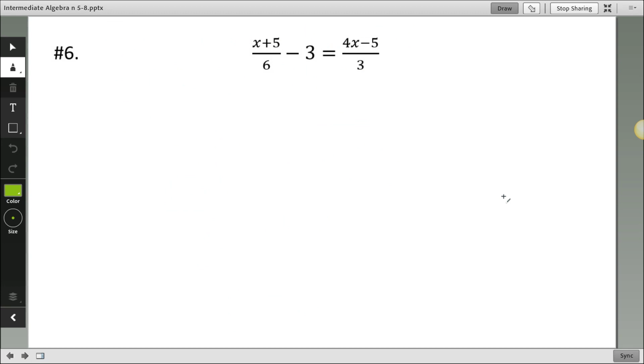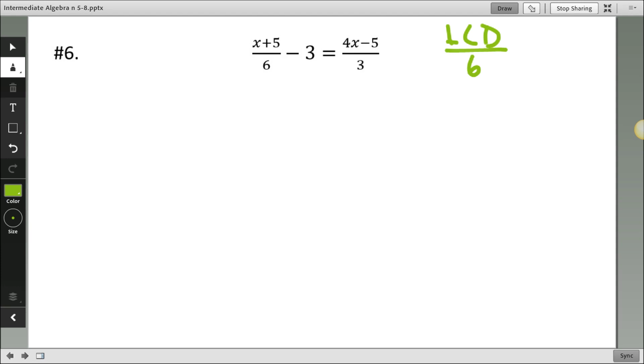All right, here's the next one. We got (x plus 5) divided by 6 minus 3 equals (4x minus 5) divided by 3. Again, I'm going to use an LCD to cancel out any fractions so that I'm just left with a simpler equation that I can solve. So what's the LCD in this particular problem? Well, the only denominators I have are 6 and 3. So the common denominator between 6 and 3 is 6.